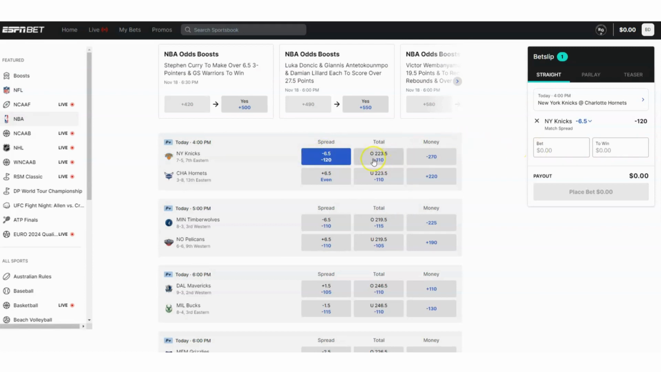So again, same concept. -120 though. You can see the odds at -120. So that's called the juice or the vig. Let's say you put in $120. In that case, you would win 100. Okay, that's how that -120 works.